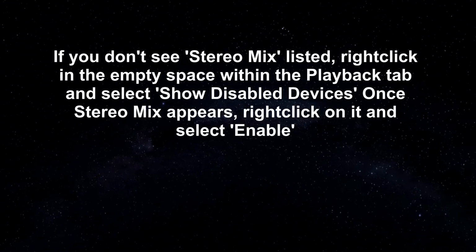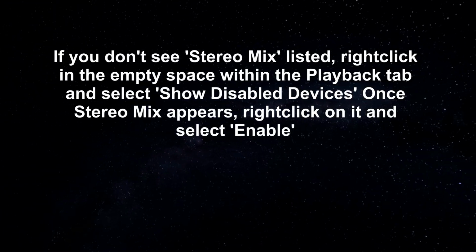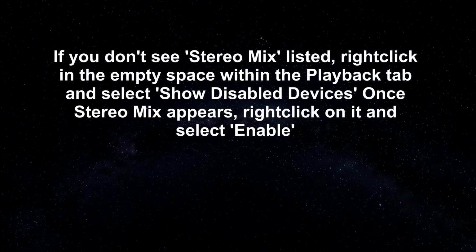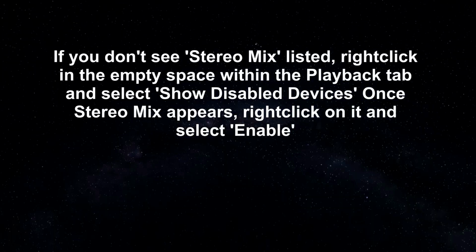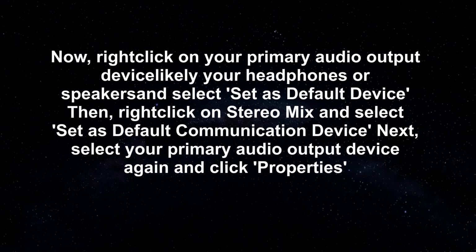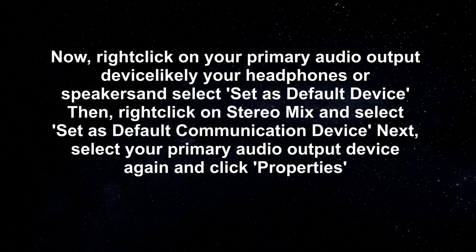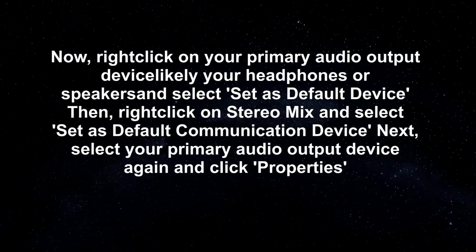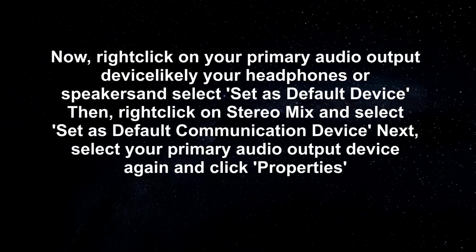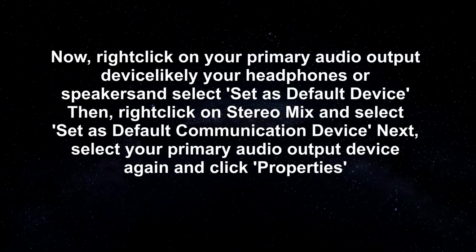If you don't see Stereo Mix listed, right-click in the empty space within the Playback tab and select Show Disabled Devices. Once Stereo Mix appears, right-click on it and select Enable. Now, right-click on your primary audio output device, likely your headphones or speakers, and select Set as Default Device. Then, right-click on Stereo Mix and select Set as Default Communication Device.